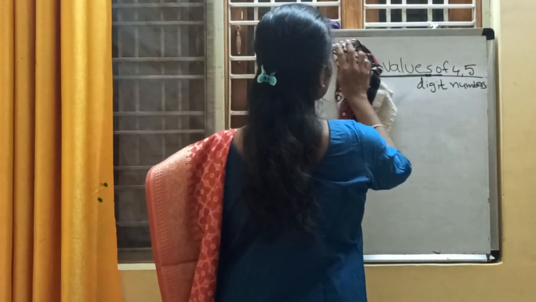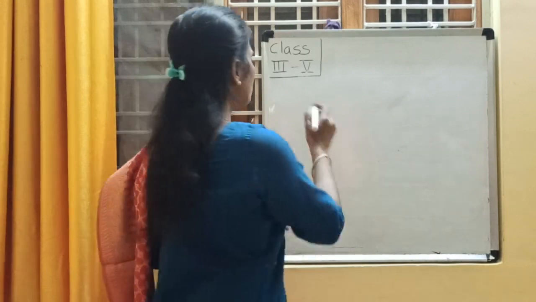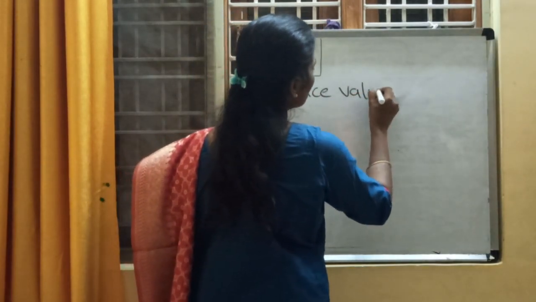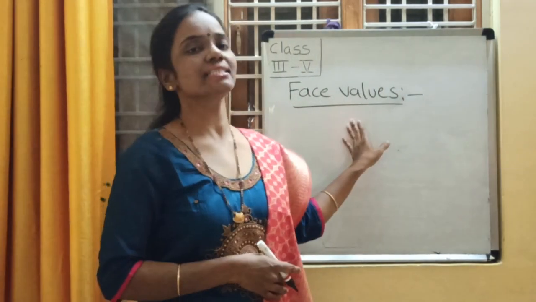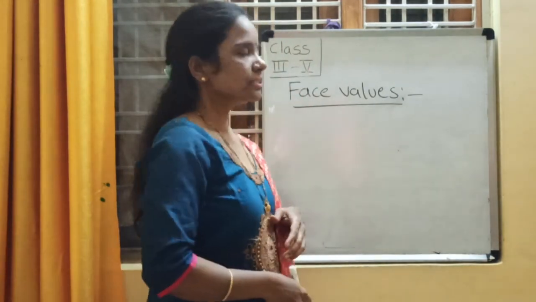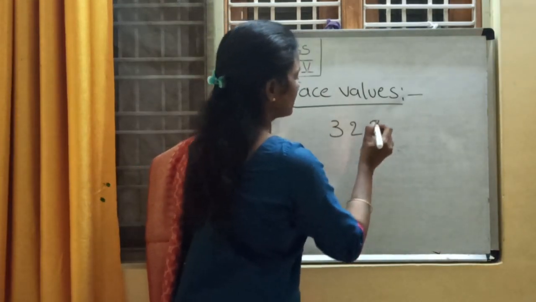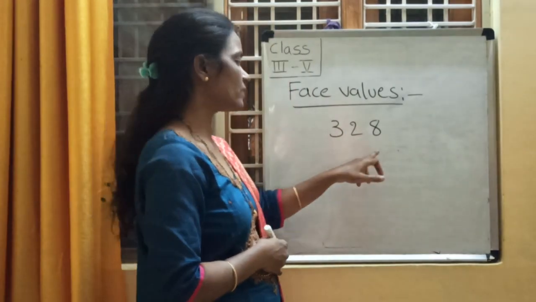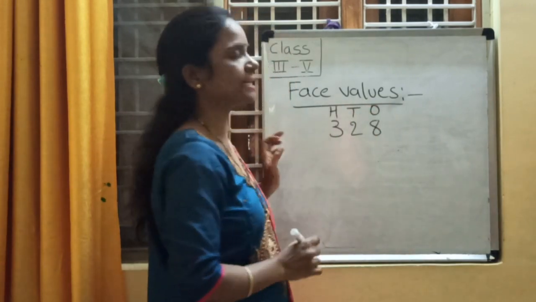Next, my concept is face values of a number. What are face values? F for face values. Shall we take one example? Yeah, take 3, 2, 8. It is 328. Write down the places: ones place, tens place, hundreds place.